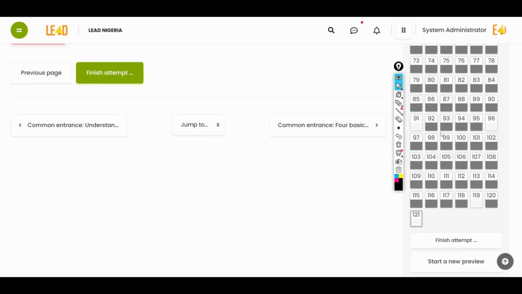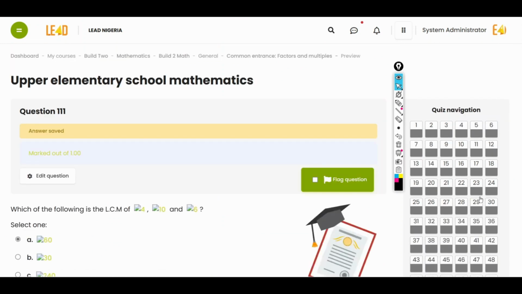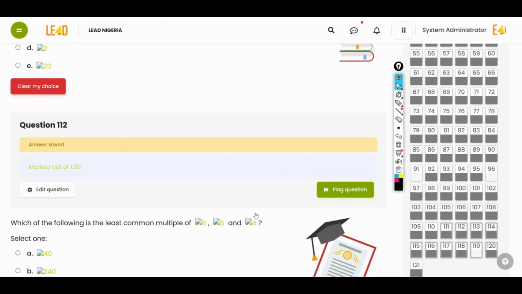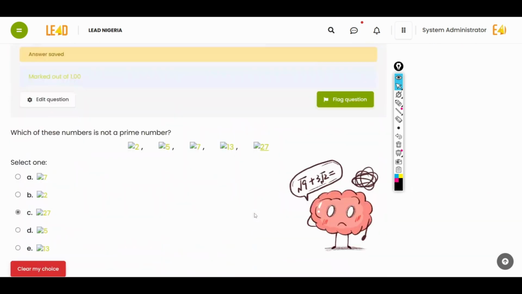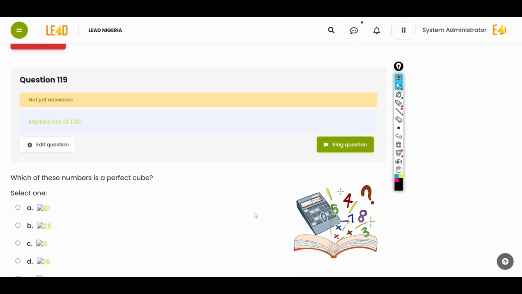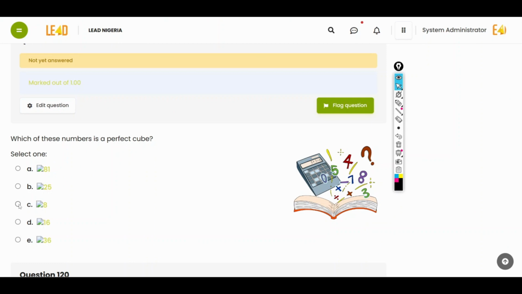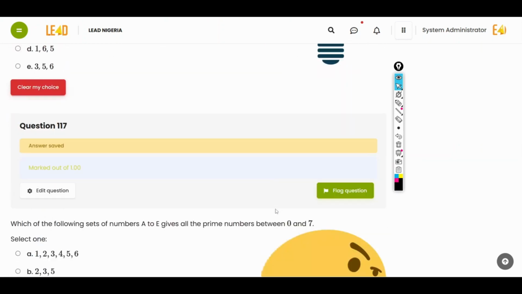Okay, we left 3 questions unanswered. So let's go to 119 and see why that question is unanswered. I think I just skipped it. Okay, yes, so we answered that it is C. C is a perfect cube.